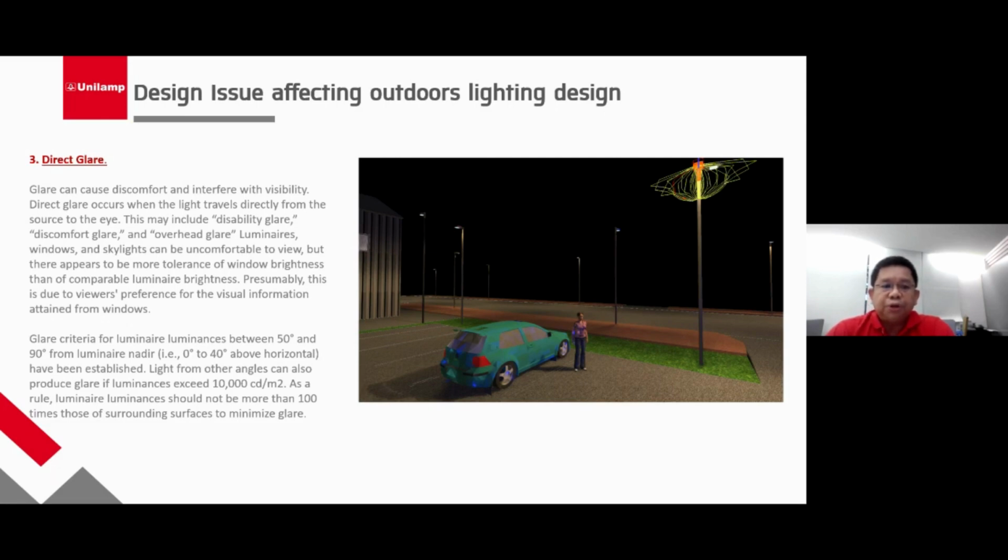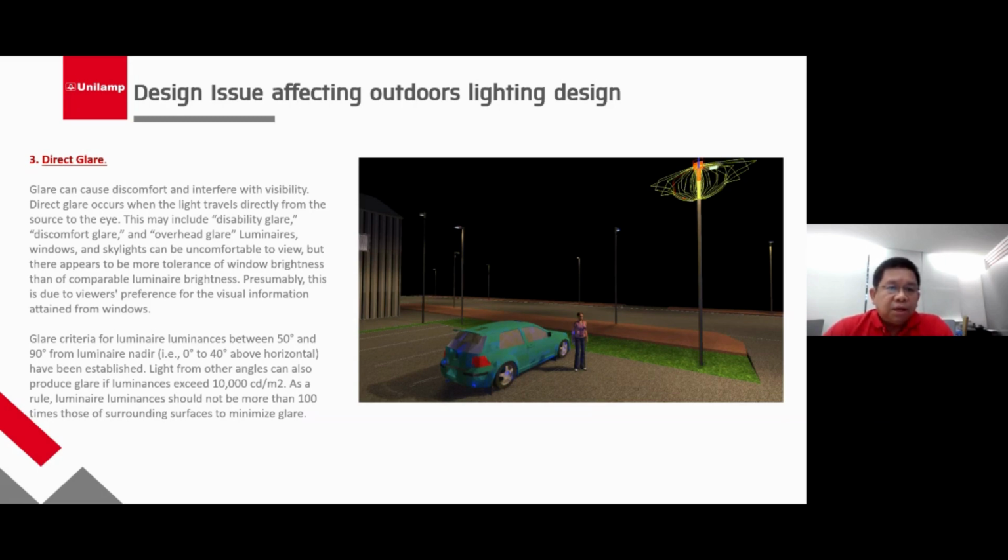Street lighting as well, it is very important when you specify the proper distributions. Of course, it depends on the wattage. The higher the wattage, probably the higher the mounting height that you're going to specify. Otherwise, you will end up with a very strong intensity of light thrown by the luminaire. So direct glare is very important.